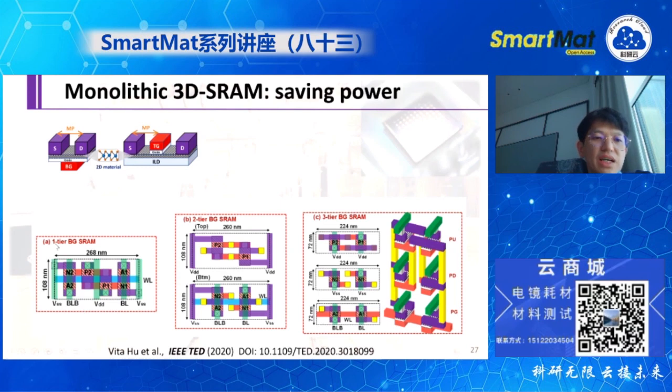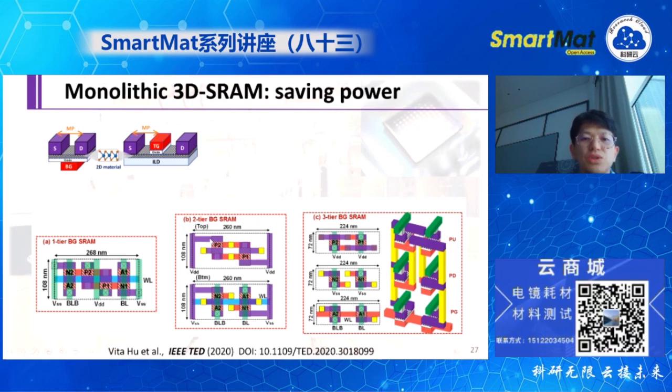In brief, on the left-hand side, graph A shows a 1-tier back-gate SRAM using 2D materials, just simply by design. We can see that 6 transistors form 1 SRAM unit, 1 standard cell. So the 6 transistors are sitting on the same plane. This is called 1 tier, the very typical method. They occupy a certain region, like 108 nanometers by 268 nanometers. And I remember this is the 7 nanometer technology node.